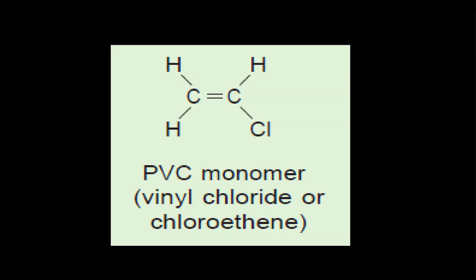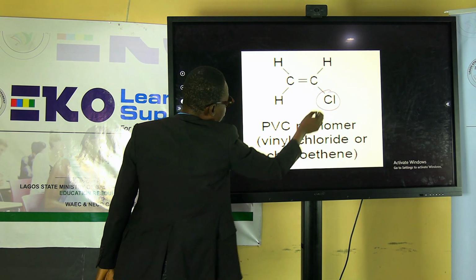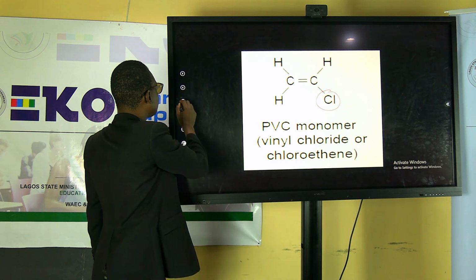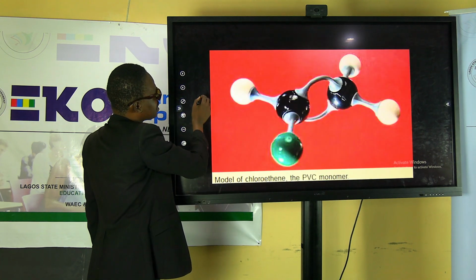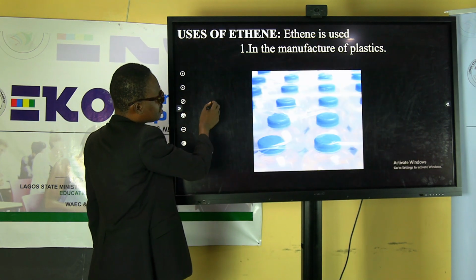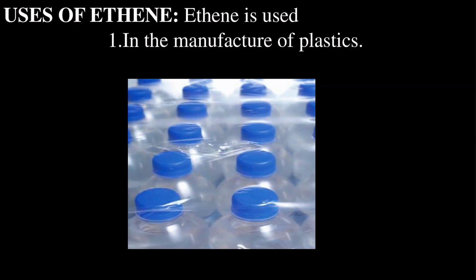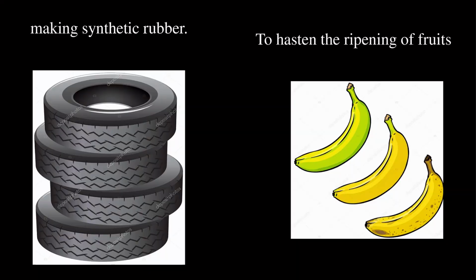Then when chlorine is added to the compound, it becomes PVC, polyvinyl chloride. This is the structure of polyvinyl chloride. So what are the uses? It is used in the manufacture of plastics, so it's very important. It is used in making synthetic rubbers, all these rubbers.